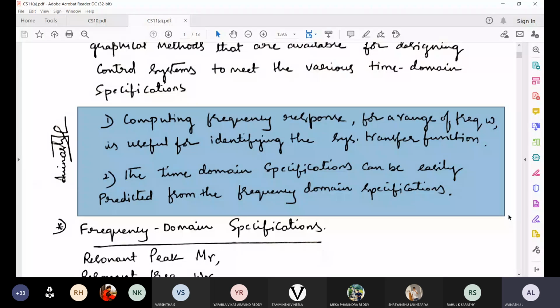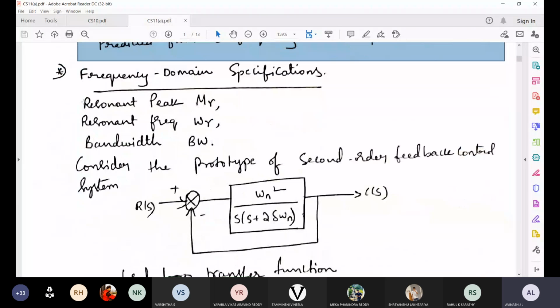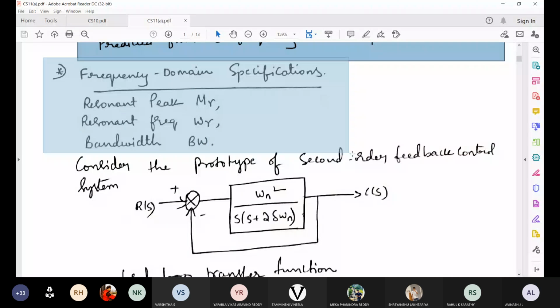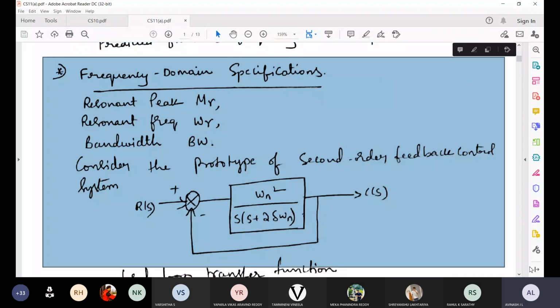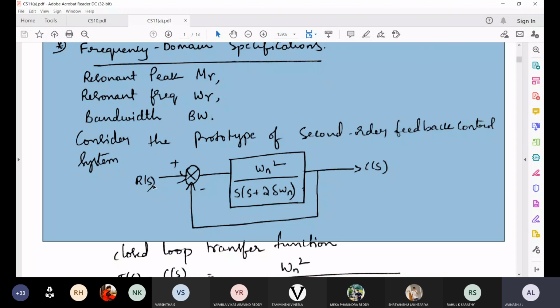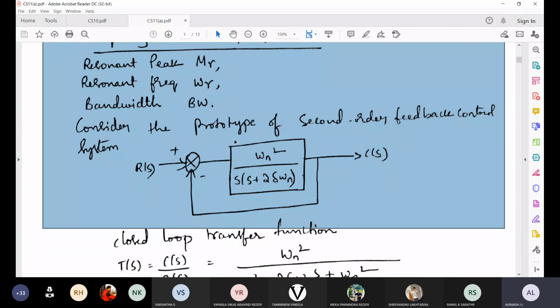So here you can see the frequency domain specifications: the resonant peak MR, the resonant frequency omega R, and the bandwidth BW. These are the three things we need to understand. Once again we are talking about the prototype of the second order system, with RFS and CFS, between them omega n squared divided by s squared plus 2 delta omega n s plus omega n squared. So here in the frequency domain also we consider this one only.